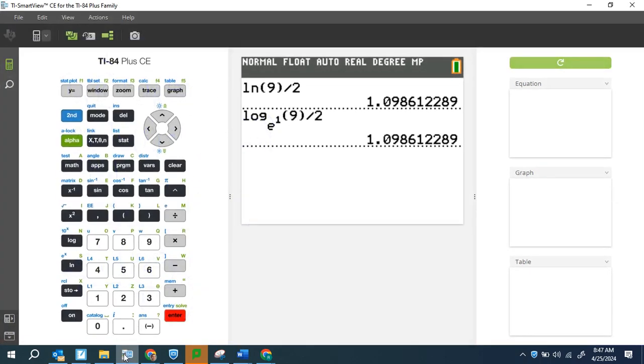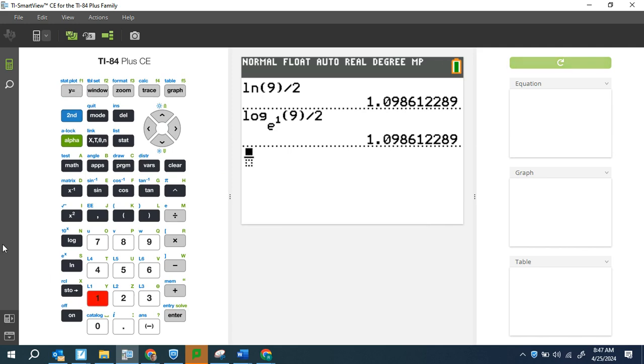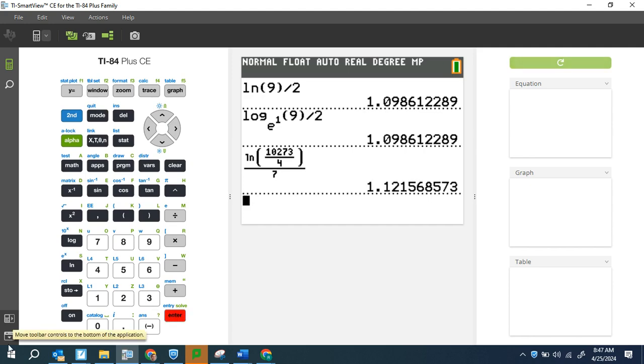So you just have to be careful when you're typing that in. It is nice to use those fraction templates on your calculator. So alpha y equals, if you press number 1 from there, and then you can just type it in as you see it: ln, and then within that we're going to have another fraction. 10,273, on the bottom we're having 4, we close the parentheses, and then on the bottom we have 7. And we get 1.122.